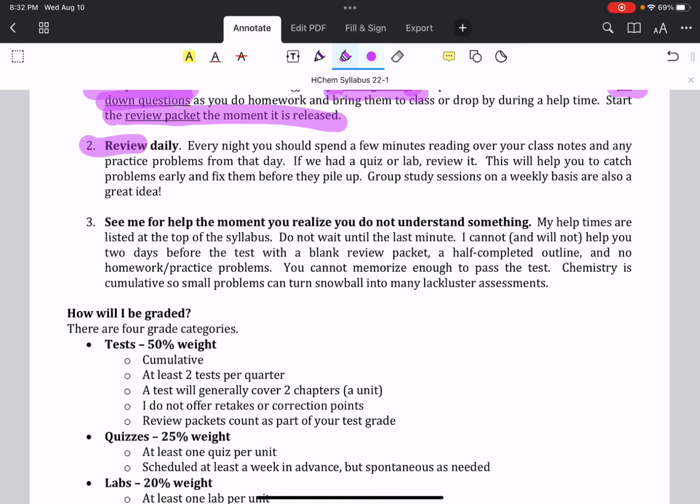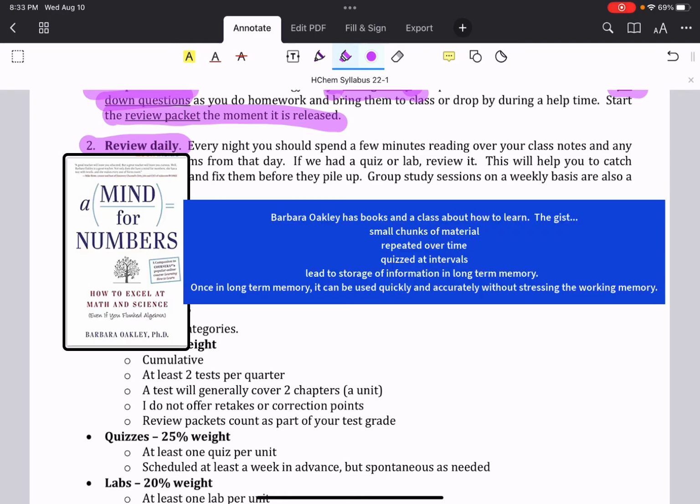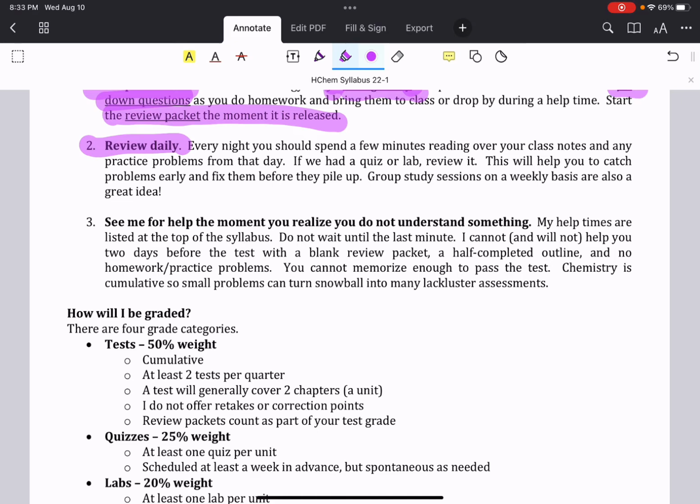Okay, review daily, right? And if not daily, regularly, right? That's how we learn things. We take a small chunk, we read it, right? We practice it again, we review it again, right? We quiz ourselves on it, right? And we test on it, and then we keep using it, right? It's that repeated exposure of a small chunk of information over time that leads to real learning, right? So bear that in mind, right? And think about that as we go through the year, and that should help.